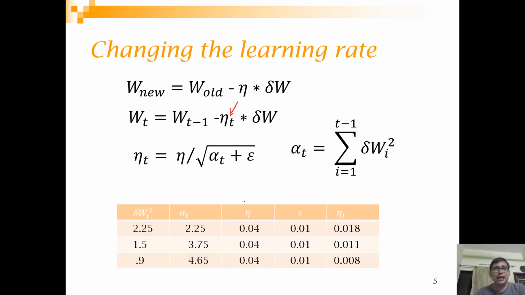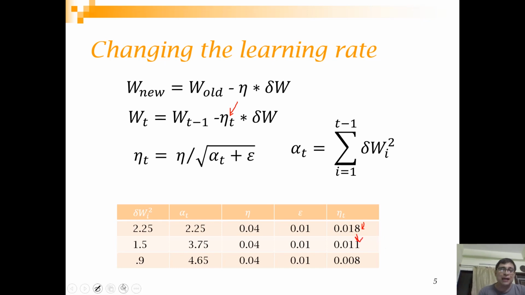So let's look at an example. Let's say we started with del w square as 2.25, and alpha t is 2.25. This is the only thing that we have added over here. And let's say the learning rate was 0.04 and epsilon had a value of 0.01. As a result of this decay, in the next step, our learning rate changed to 0.18. Let's say in the next step, the derivative is 1.5. So alpha t is no longer 2.25. It is 2.25 plus 1.5 because it is maintaining the history. So it is 3.75. On the same learning rate and the same epsilon, your learning rate now comes down to 0.01.